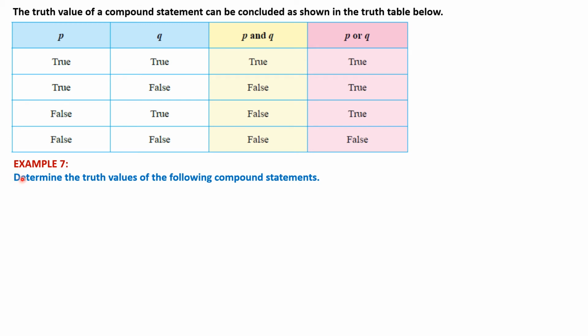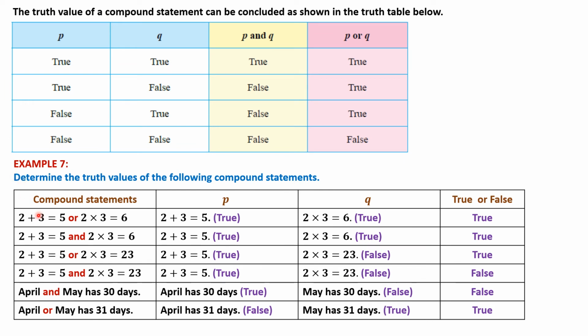Now we look at the example. Determine the truth values of the following compound statements. Okay, we go through one by one, okay? So, I use almost similar examples, okay? 2 plus 3 equal to 5, or 2 times 3 equal to 6. You look at the first statement, 2 plus 3 equal to 5, this one is true. 2 times 3 equal to 6 is also true. If both statements are true, if we use "or", that means true, okay?